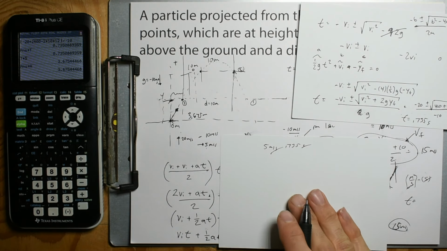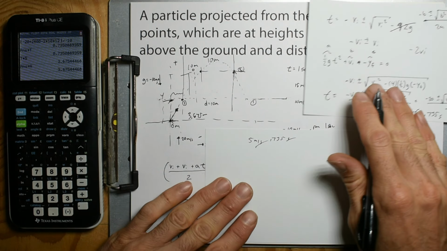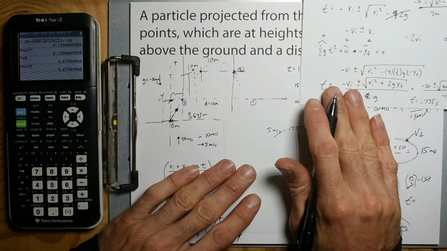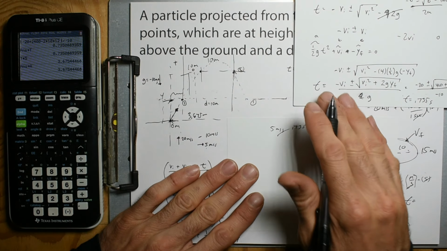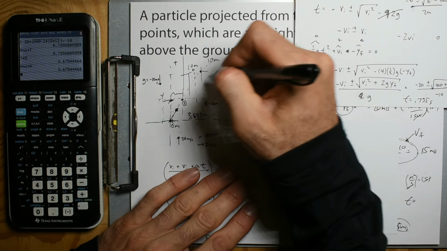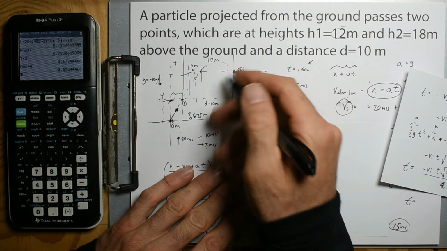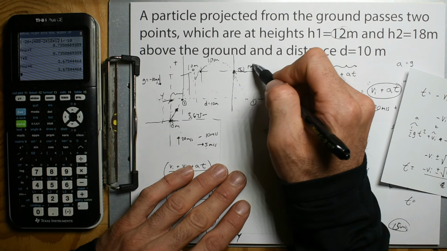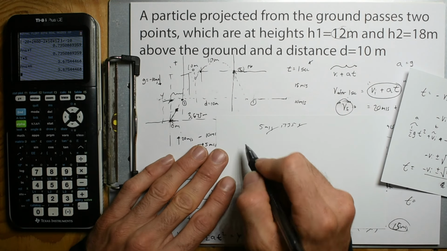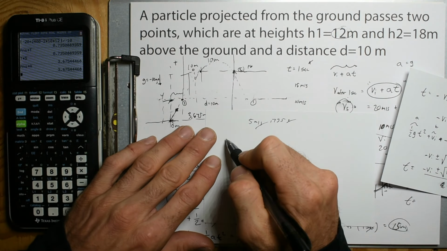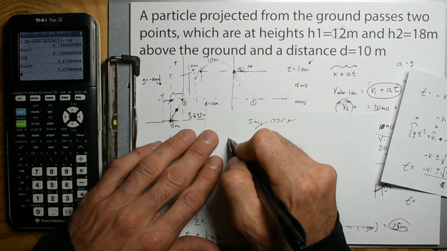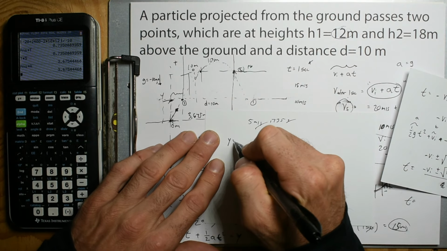Cool. Now what we're going to do is figure out the time it takes to get to this height of 18, and that's going to happen twice. So we're going to have to use the same quadratic formula. We're going to take this y equation.